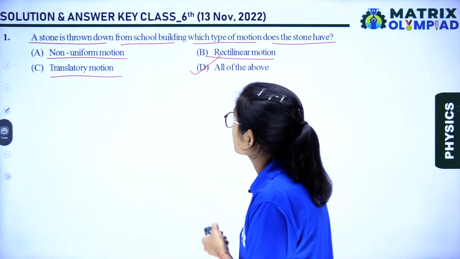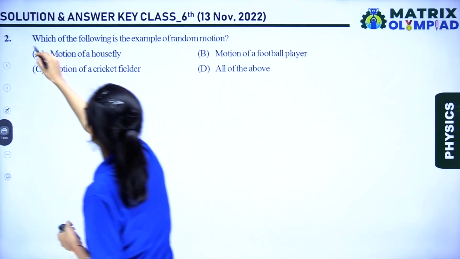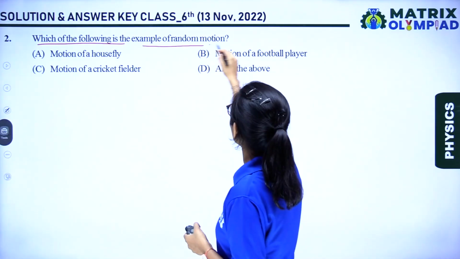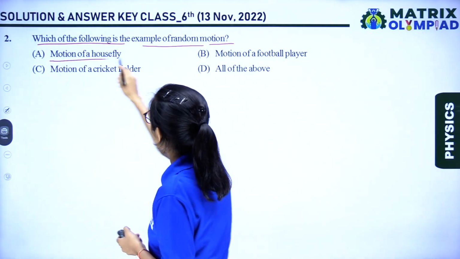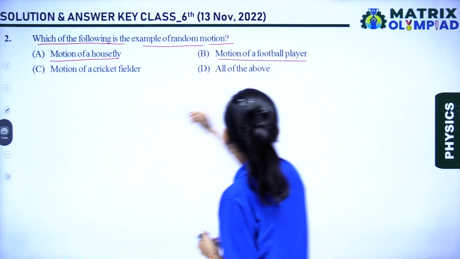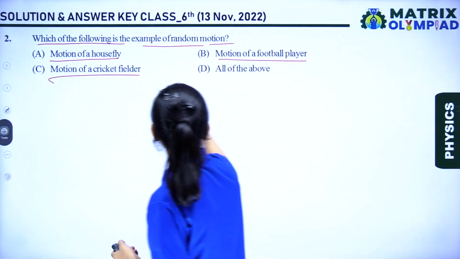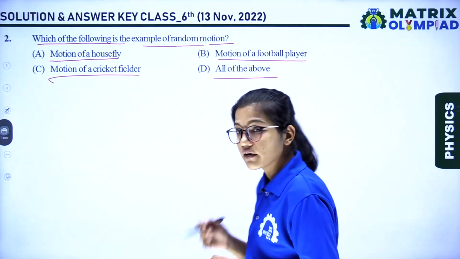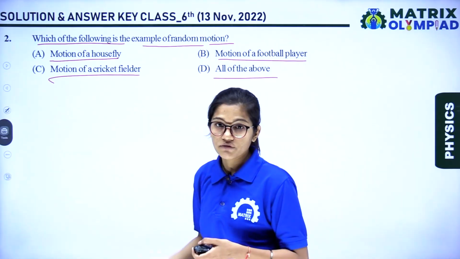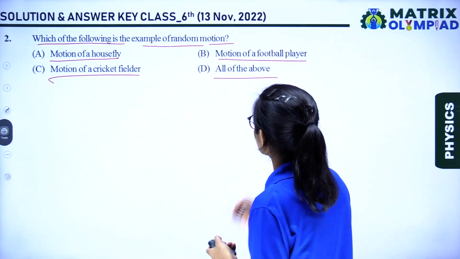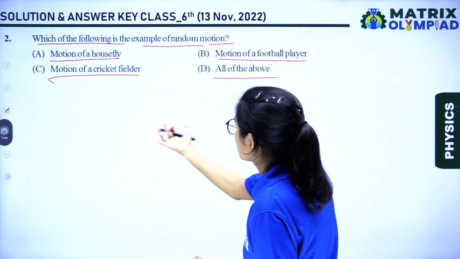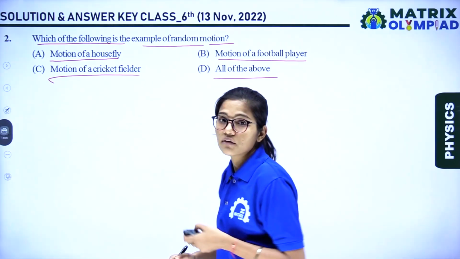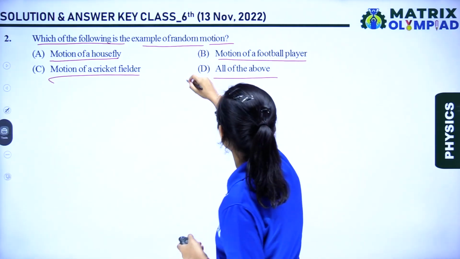Now let's come to question number second. In question number second, which of the following is an example of random motion? The options are motion of a housefly, motion of a football player, motion of a cricket fielder, all of the above. In a random motion, the path of the object is not fixed. So in all these cases, the path of the housefly, the cricket fielder or the football player is not fixed. So all of these are doing random motion. So for the second question, our answer will be option D.